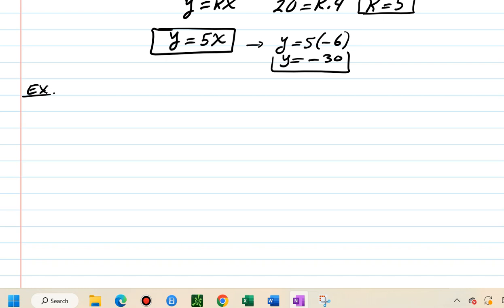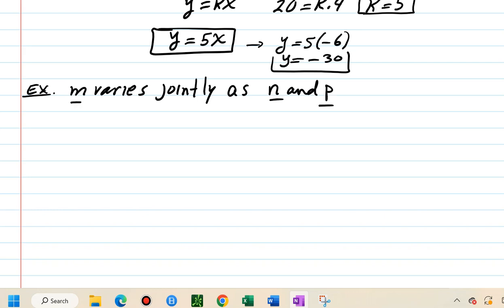Okay, I'm going to make up another one. This time, let's say I'm going to change my variable so we are not hooked on x and y's. Let's say this time I say m, whatever m is. Let's say m varies jointly this time. Okay, I want a joint variation as, let's see, m as, let's go with n and p. So I have m, n, and p. All right. Now let's say m is 10. Okay, let's make that 10 when n is 2.